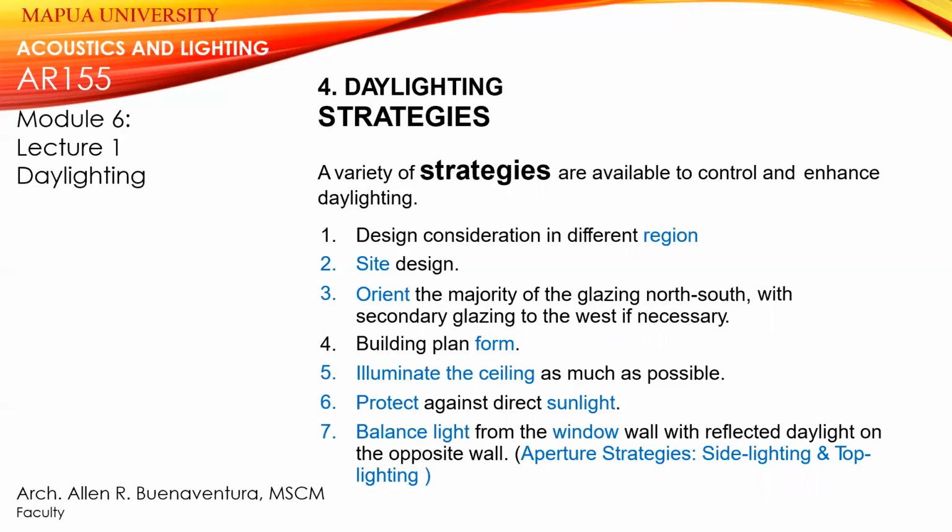Number 1 is design consideration in different regions. Number 2 is site design. Number 3 is orient the majority of the glazing north-south, with secondary glazing to the west if necessary. Number 4 is building plan form. And number 5, illuminate the ceiling as much as possible. Number 6, protect against direct sunlight. Number 7, balance light from the windows, wall, and reflected daylight on the opposite wall.